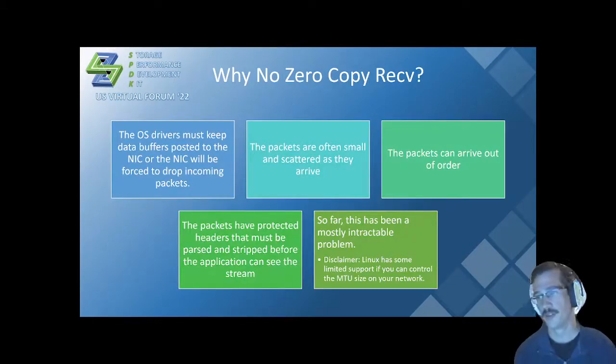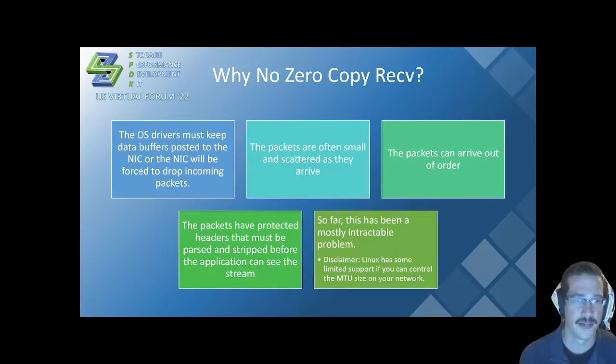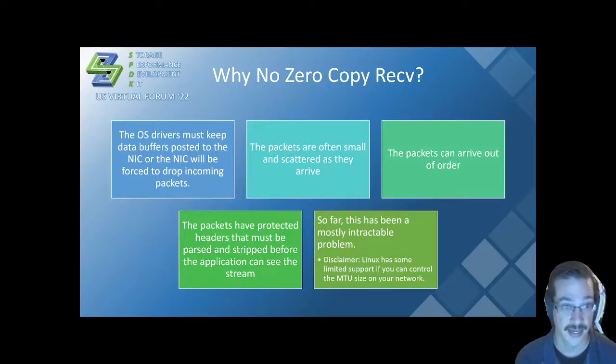So I just wanted to have a little discussion now about why there is no zero copy receive. The main issue is the OS drivers have to keep data buffers posted to the NIC so that the NIC has somewhere to dump the incoming Ethernet frames, or the NIC will begin dropping packets, and you don't want it to drop packets and force retransmits.